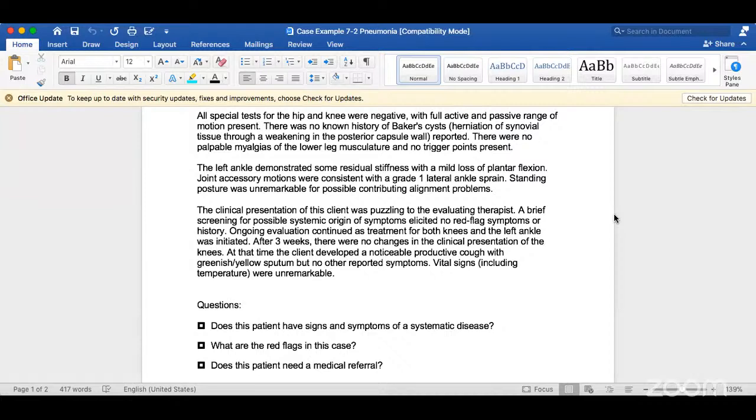After 3 weeks, there were no changes in the clinical presentation of the knees. At that time, the client developed a noticeable productive cough with greenish yellow sputum, but no other reported symptoms. Vital signs, including temperature, were unremarkable. Now the questions are, does this patient have signs and symptoms of a systemic disease? What are the red flags in this case? And does this patient need a medical referral?